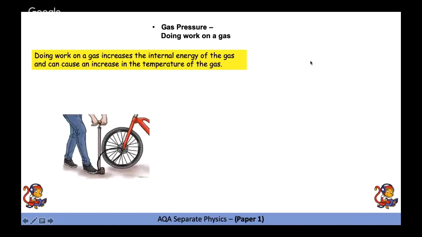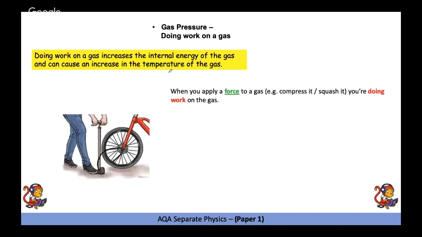Okay, gas pressure. So there's a little bit of separate only content for this. Doing work on a gas is really referring to applying a force to it, and it increases the internal energy of the gas. Remembering internal energy is KE plus potential energy, kinetic energy and potential energy of the gas, and it can cause an increase in the temperature of the gas. Well, why is that?